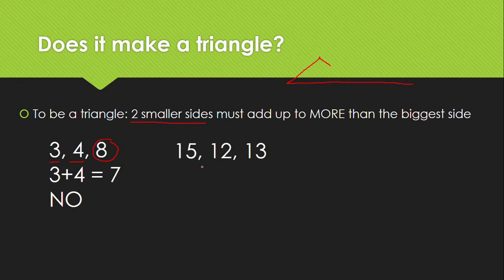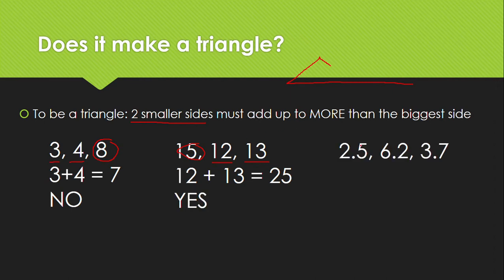Here's another example. We have 15, 12, and 13. So I'm going to look for the two smallest ones. They're not always going to be in order, just FYI. So 12 and 13. And I'm going to add those up. And 12 plus 13 is 25. And 25 is a lot bigger than 15, so we are good. That is a triangle.